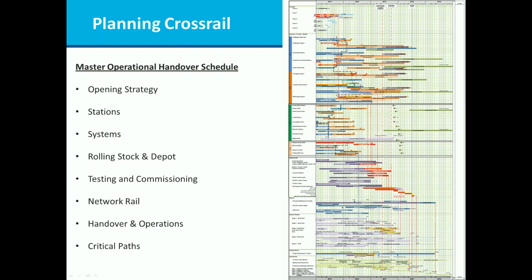We're very focused on handover and operations and making sure that our operations have those interfaces identified and the handovers are clear, so that we can make sure there is a smooth transition through handover into operations. Another aspect is obviously the critical paths. You can see there's a number of red bars on our master operational handover schedule indicating the critical paths.